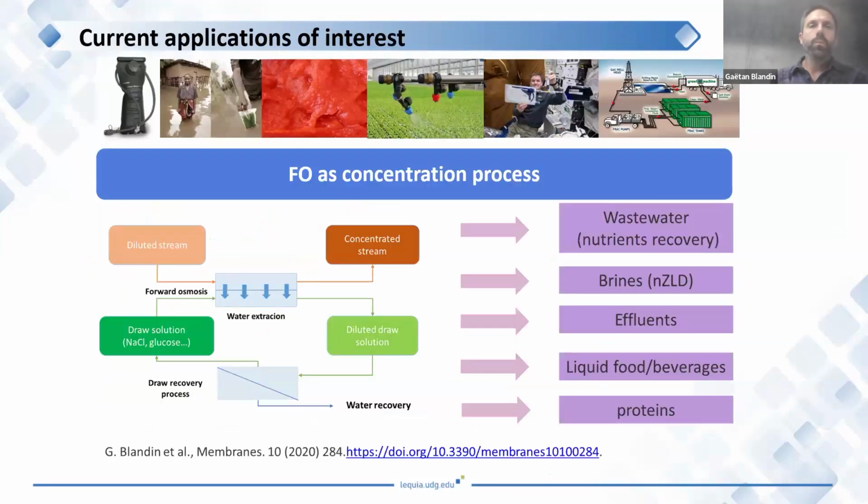So what are the current applications of interest for forward osmosis? I think one of the main interests right now is to use forward osmosis as a concentration process. Basically, with forward osmosis, if you enter a diluted stream, you can concentrate this stream, and it could be of interest for wastewater, for brine, for effluents, for liquid food, beverage, proteins. All those applications where not only water recovery is of interest, but also to try to recover your concentrated stream, which has maybe a higher value, either for nutrients or for food production, for example.